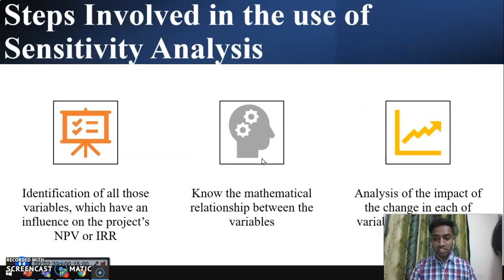Then we have the steps involved in the use of sensitivity analysis. For any theory, model or approach, we have steps or a process to follow. In sensitivity analysis, step one is identification of all those variables which have an influence on the project's NPV or IRR, on net present value. Step two is to know the mathematical relationship between the variables, for example the sale of a unit, or revenue increased. That's where the mathematical relationship comes into existence.